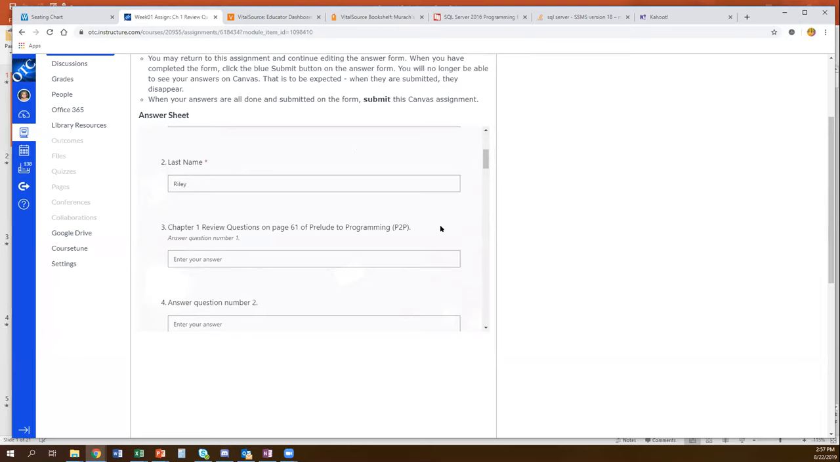So we're in our Prelude to Programming book. And looking at chapter one. Yeah, pull your book out.